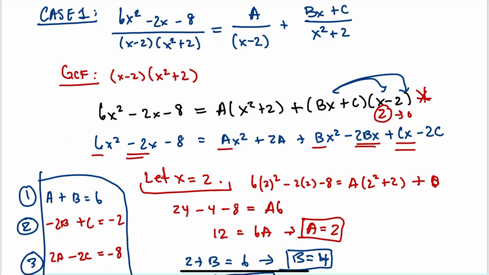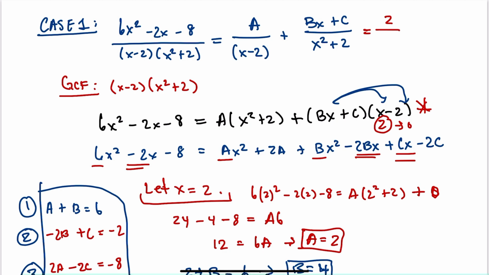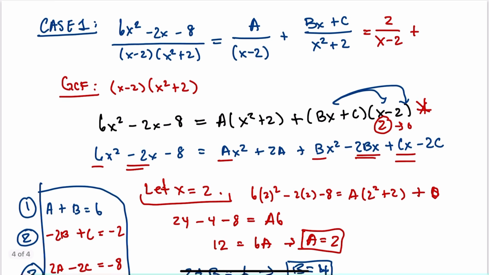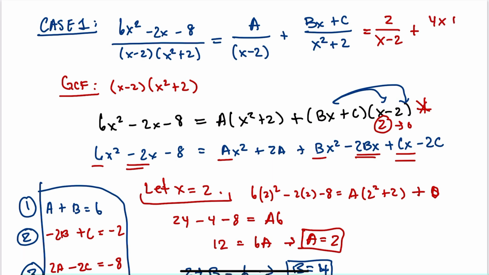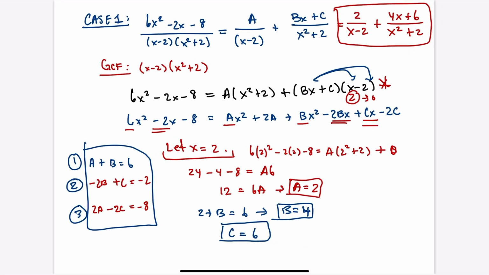So I'm going to go ahead and just extend it over here. So a was 2, so it's going to be 2 over x minus 2 plus, and then b was 4, so 4x plus 6 all over x squared plus 2, and then boom, you're done. To keep things short, I'm going to go ahead and do case 2 on a separate video, but this is all you have to do for case 1.